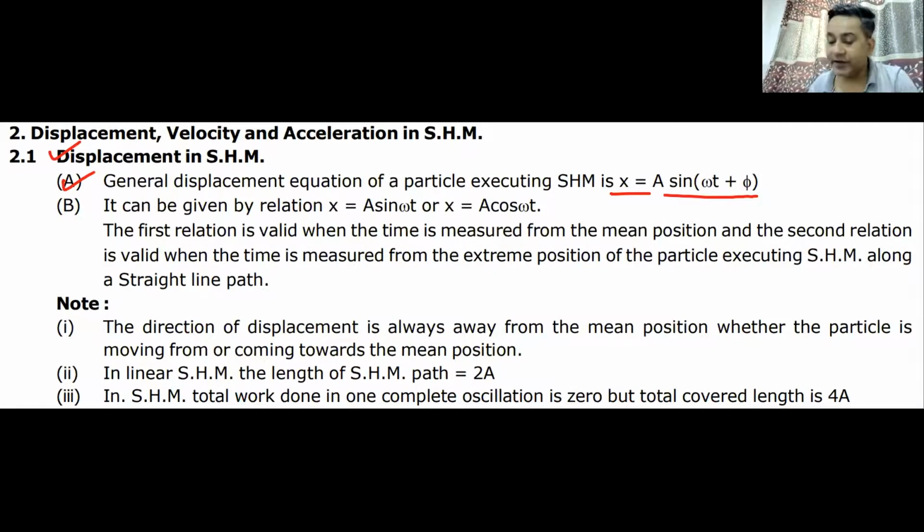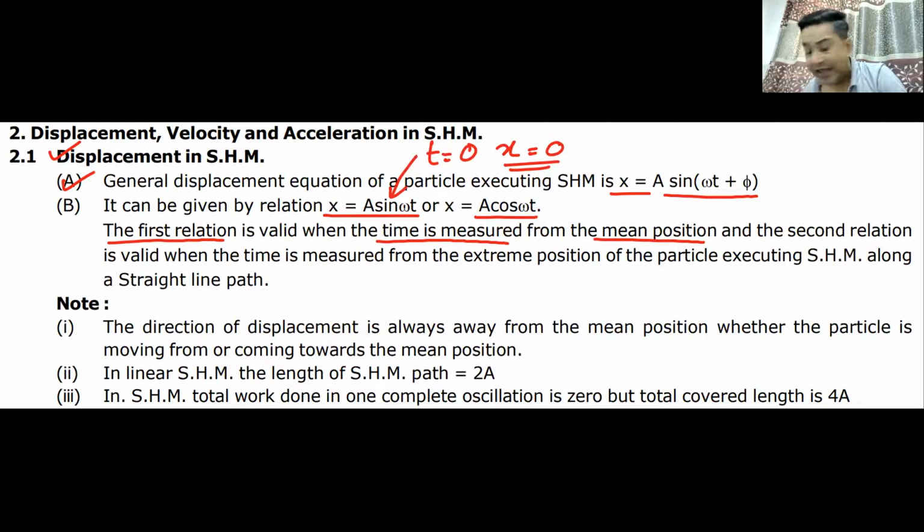Now, many a time when you see the equation of SHM, it will be given as x is equal to A sine omega t. Phi will not be there. Or x is equal to A cos omega t. Remember the difference between the two equations. When it is in terms of x is equal to A sine omega t, the time is measured from the mean position. If I put t is equal to 0 here, I get x is equal to 0. That means this equation, x is equal to A sine omega t, very important thing, is written from the mean position. Do we understand this?